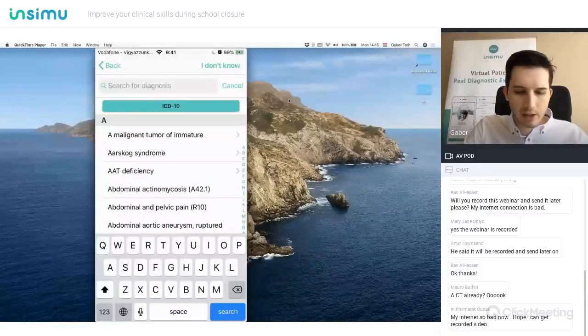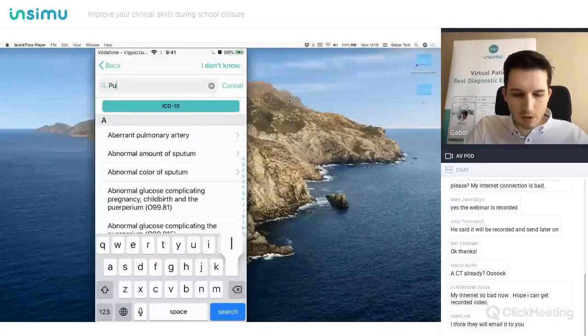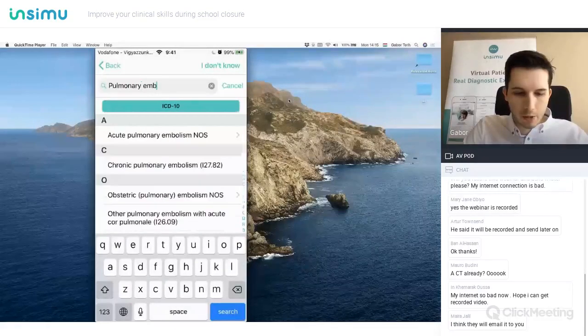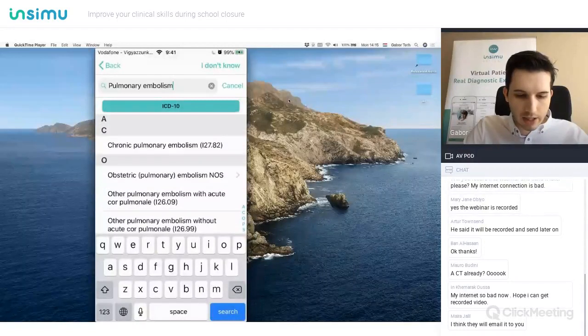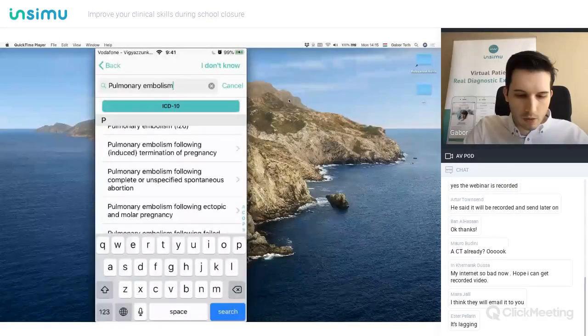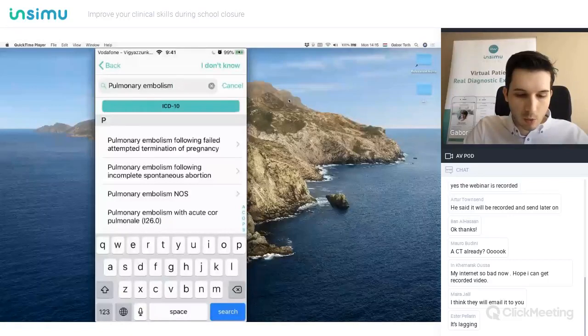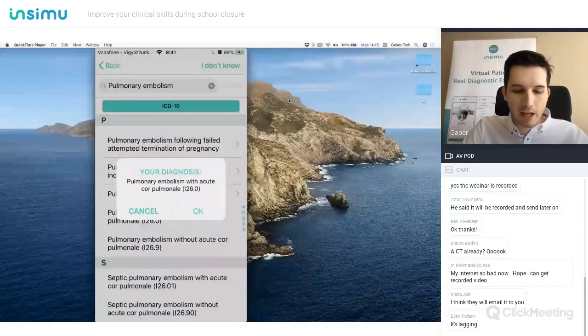I usually do the search for ICD-10, so pulmonary embolism. All right, what do we have here? It is not chronic. It is an acute case. I could go for pulmonary embolism, NOS, or with cor pulmonale. Yes, I would select that because I saw that there is a strain. There was strain also in the ECG, and we saw that in the CT as well. Let's see if it works.